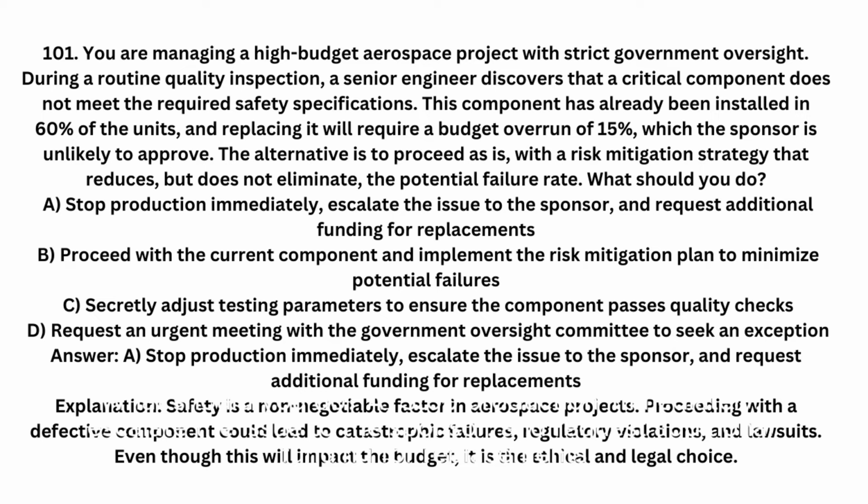A. Stop production immediately, escalate the issue to the sponsor, and request additional funding for replacements. B. Proceed with the current component and implement the risk mitigation plan to minimize potential failures. C. Secretly adjust testing parameters to ensure the component passes quality checks. D. Request an urgent meeting with the Government Oversight Committee to seek an exception.